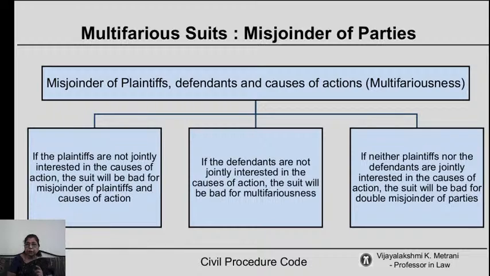If the defendants are not jointly interested in the causes of action, here it is plaintiffs, in the second case it is the defendants. If the defendants are not jointly interested, the suit will be bad for multifariousness. If neither plaintiffs nor the defendants are jointly interested in the cause of action, the suit will be bad for double misjoinder of parties. Neither plaintiffs nor defendants are jointly interested.